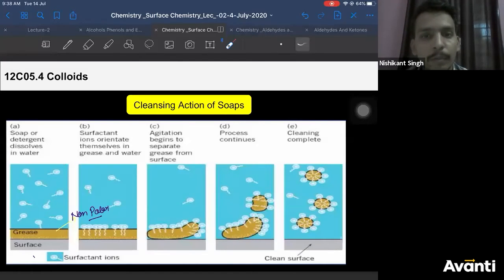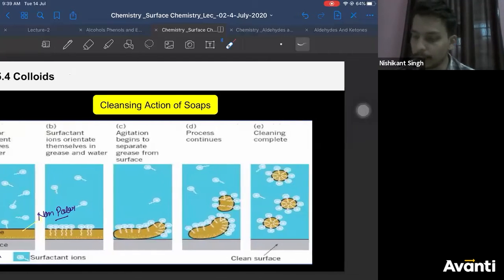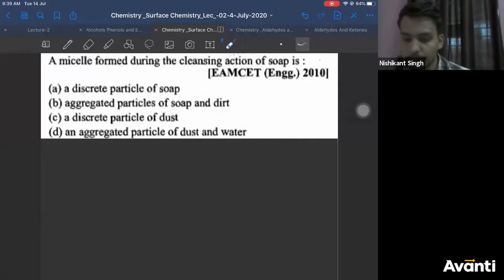While pulling, will the grease break? Yes, it can. Gagan, definitely you can see, right? The big grease has been broken into small pieces. Correct? So now, is there any doubt in this mechanism of cleansing action of soap? Anyone? Very good. Right, let's move ahead to a question you can see here.